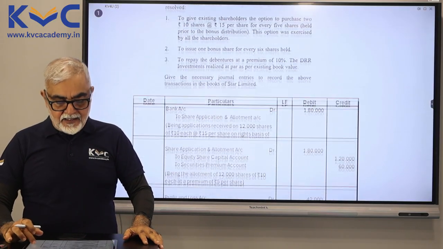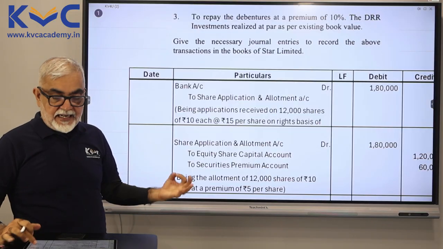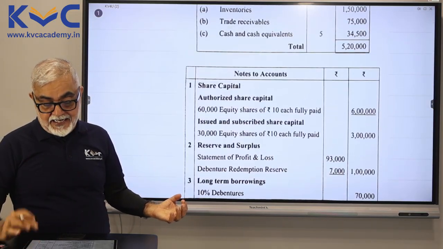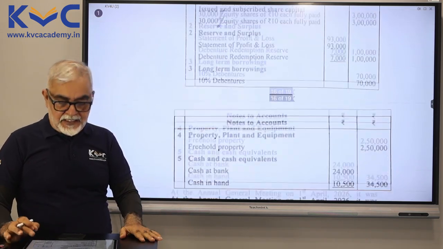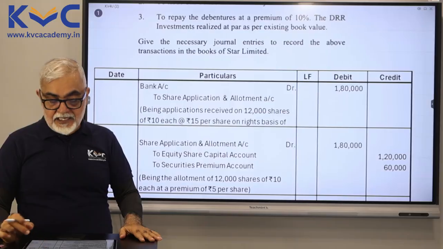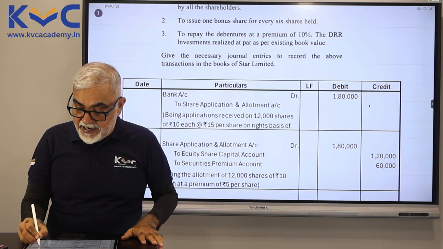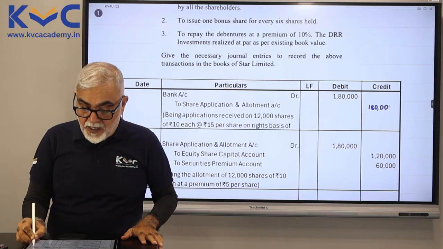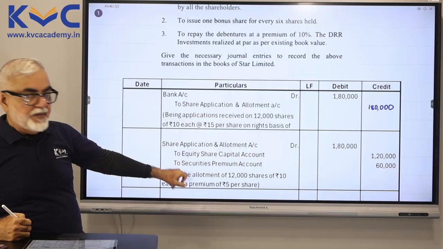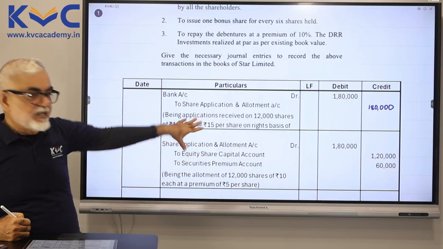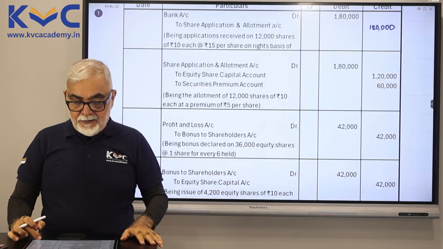Journal entries. Okay, karenge na. First we'll talk about the rights shares. How many shares were there in the company? The paid up shares were 30,000. 2 for every 5. That means 12,000 shares were issued at 15 each. So bank account debit, 1,80,000. Share application credit, share capital 1,20,000 and securities premium 60,000. Application money received for 12,000 shares at 15 per share.